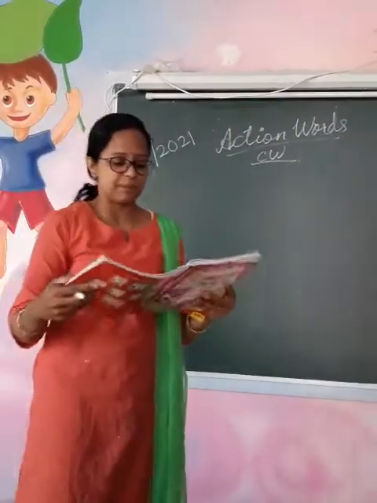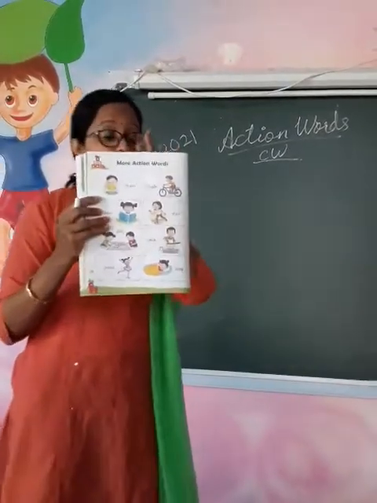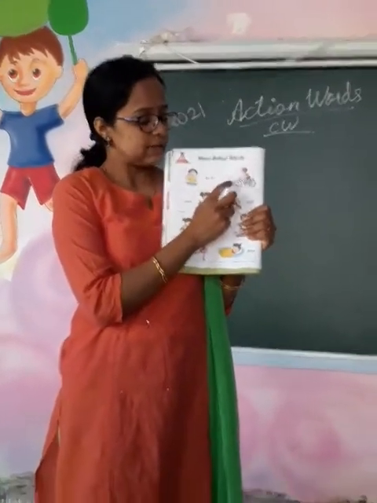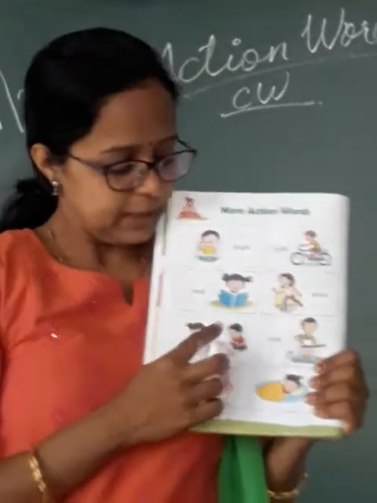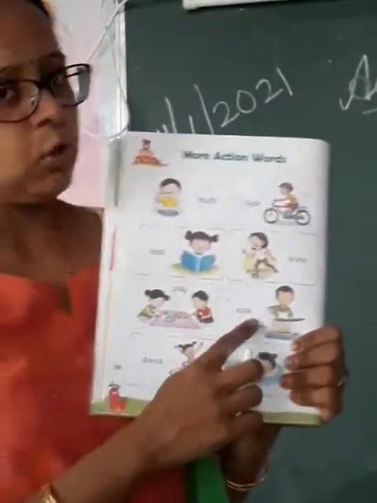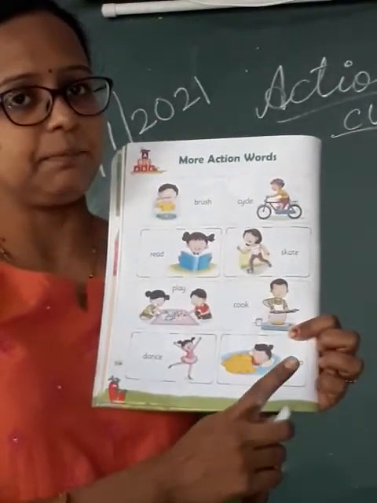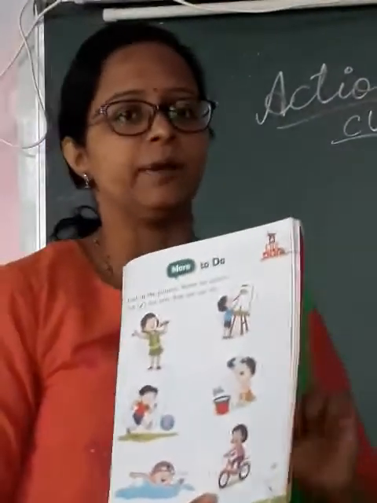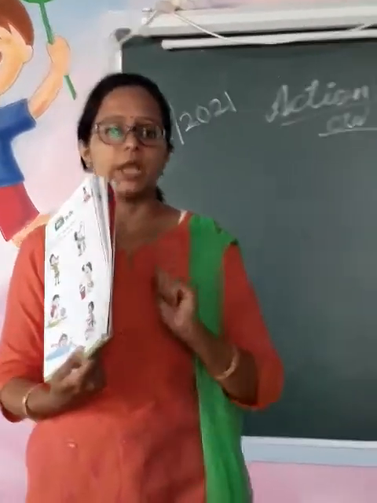The words which represent the action you are doing are called action words. Okay. There are some more action words. We'll read out. B-R-U-S-H, brush. C-Y-C-L-E, cycle. R-E-A-D, read. S-K-A-T-E, skate. P-L-A-Y, play. C-O-O-K, cook. D-A-N-C-E, dance. S-L-E-E-P, sleep. When someone asks you the question, that particular moment, the word which represents the work you are doing is called an action word.